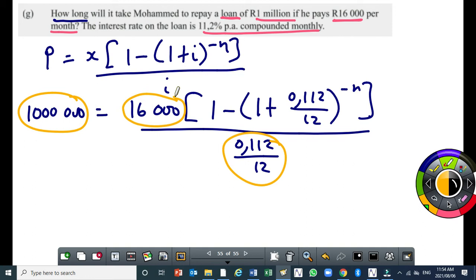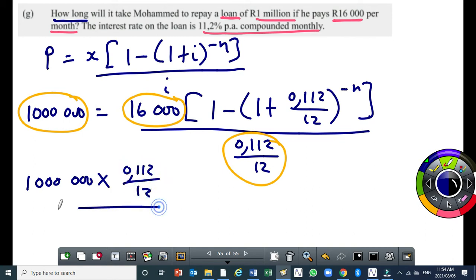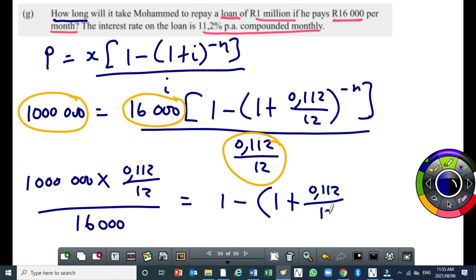But okay, let me do it step by step. So 1 million, just to avoid confusion, times 0.112 over 12. This answer we divide by 16,000. We will be left on the right with 1 minus, open bracket, 1 plus 0.112 over 12, raised to the power of minus n. Can you get this answer on the left? 0.58, which is 58 over 100.